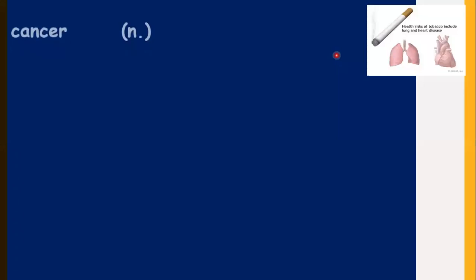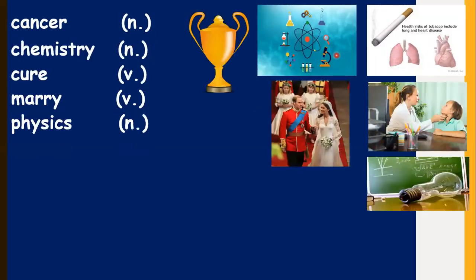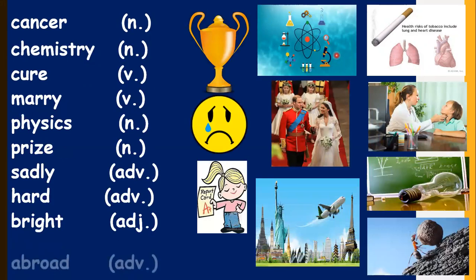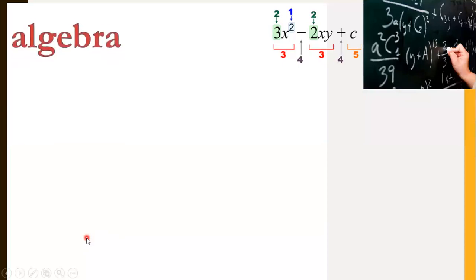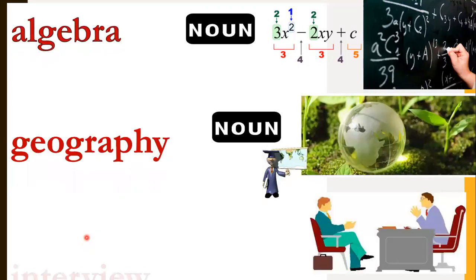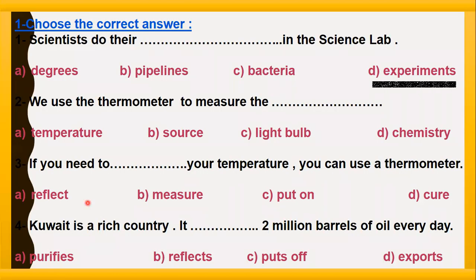Let's remember our words: cancer, chemistry, cure, Marie, physics, prize, sadly, hard, bright, and abroad. Okay, we have algebra, geography, and interview. Now let's practice quickly some sentences.